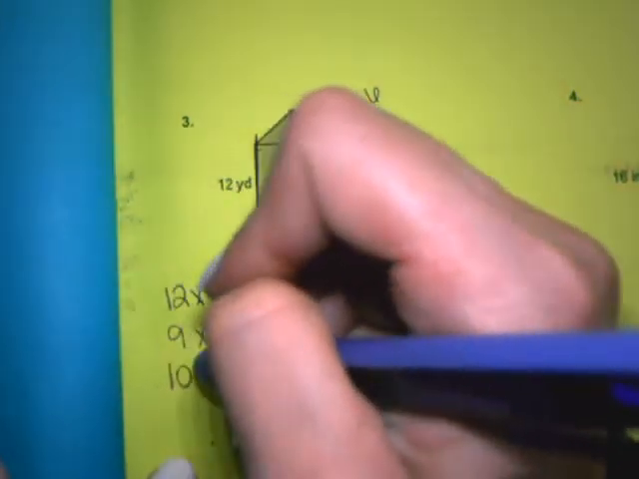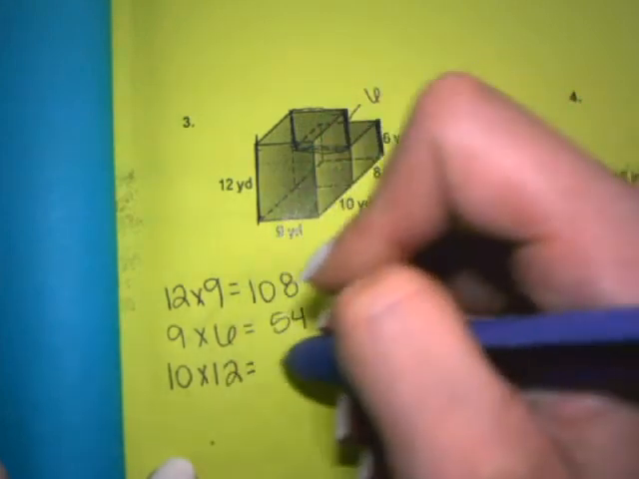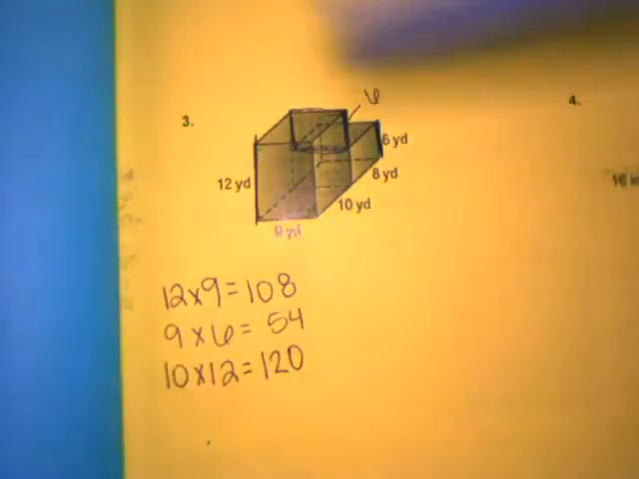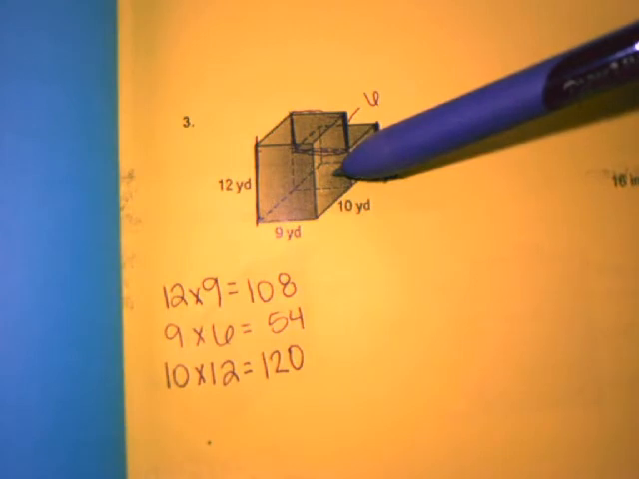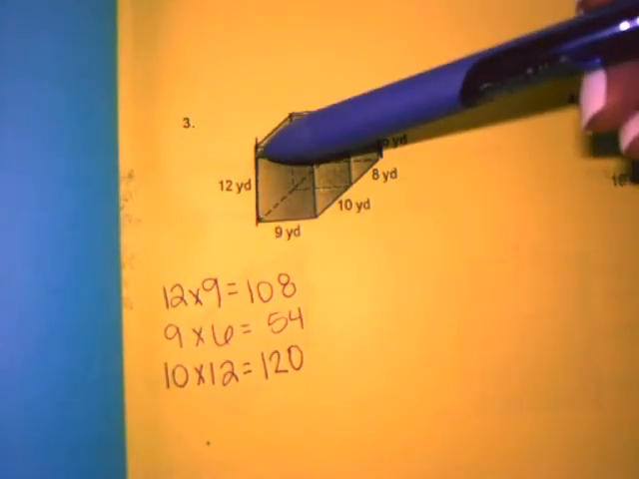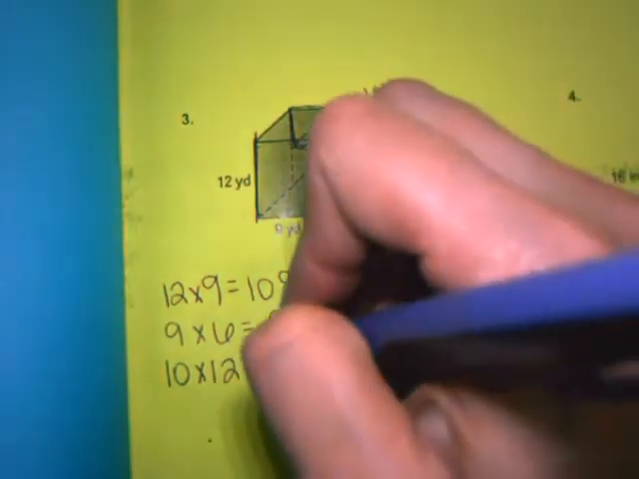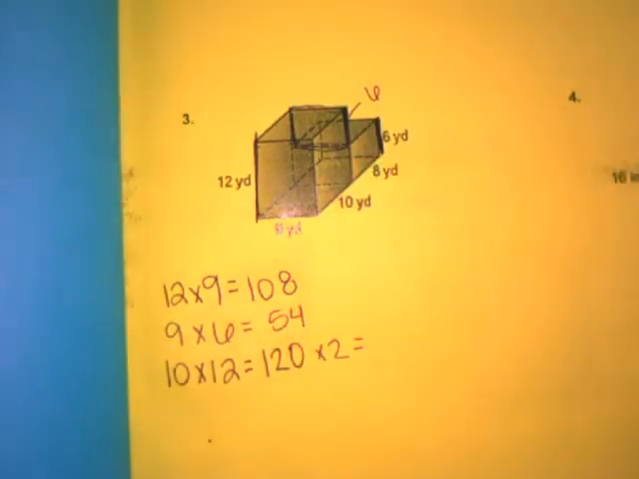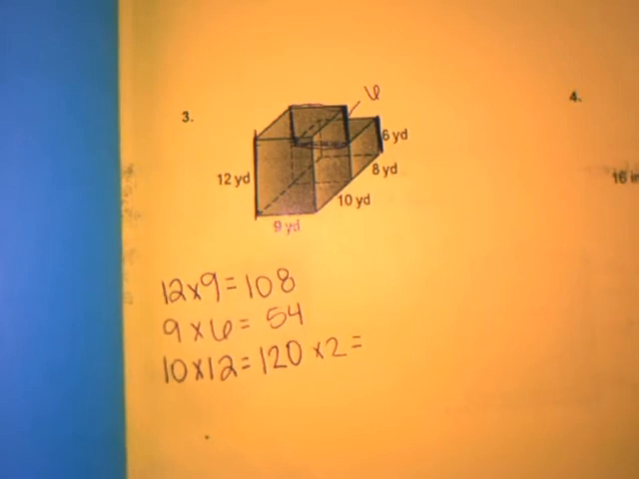10 times 12. What's 10 times 12? Now, is this rectangle here on the side the same as the one in the back of it? So what can I do? And what's 120 times 2?